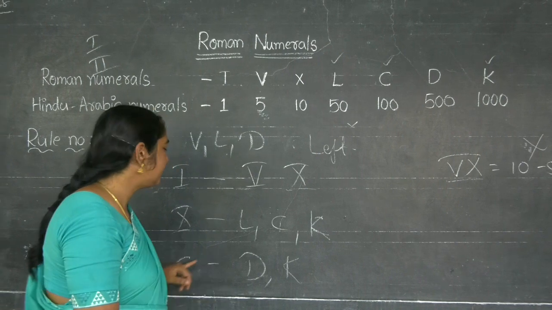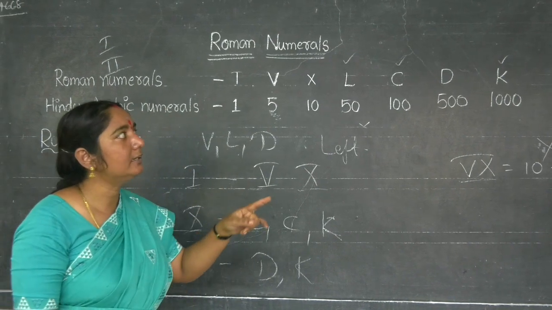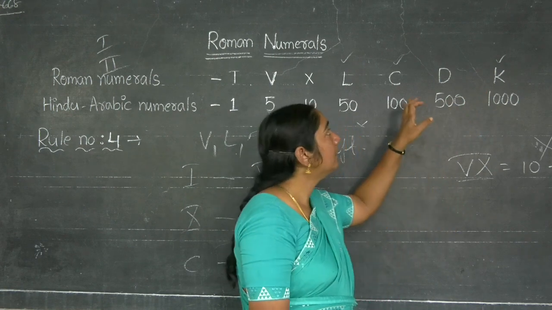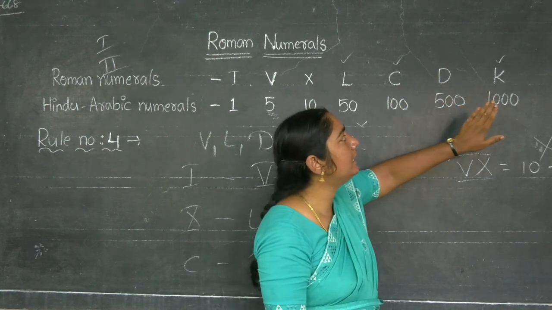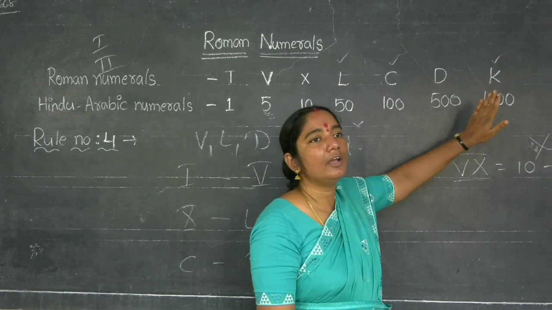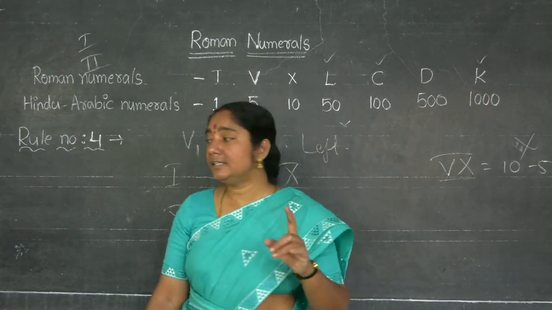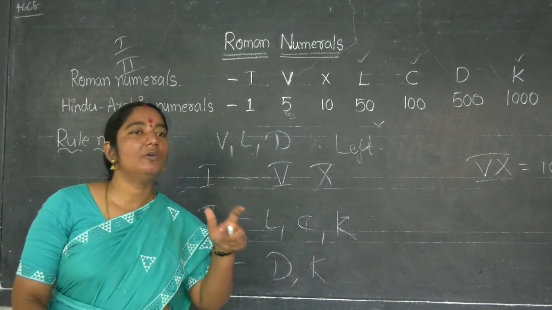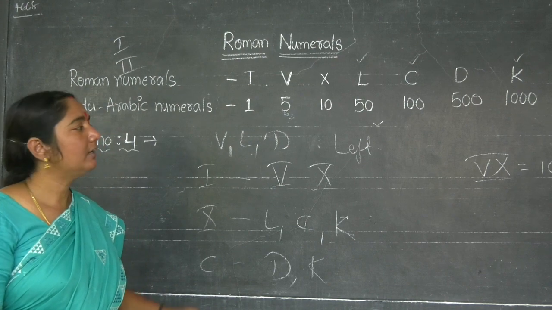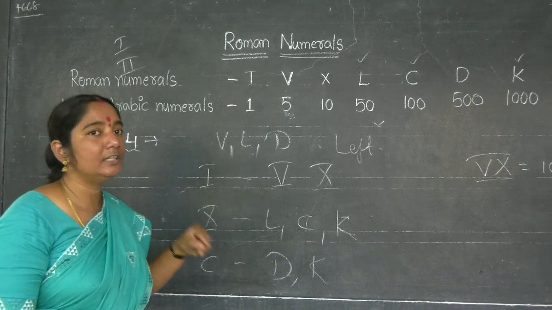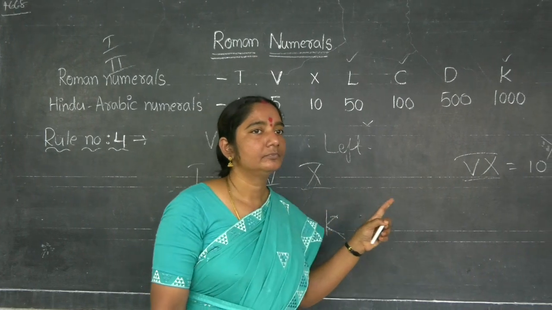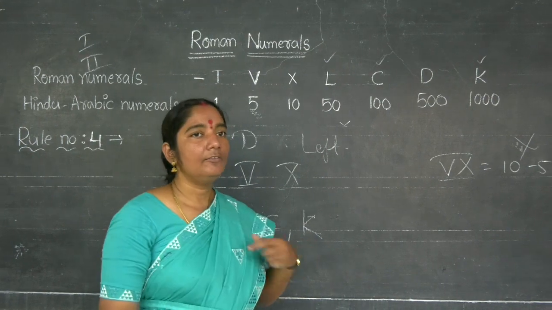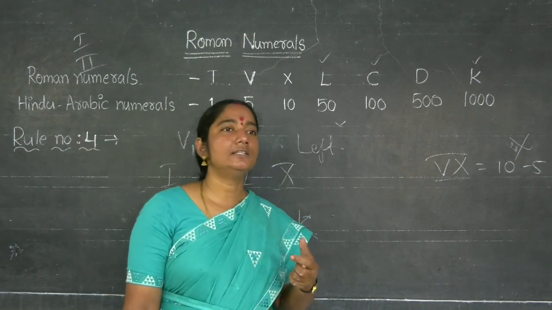Similarly, Roman numeral C can be subtracted from D and M. Roman numeral C can be subtracted only from D and M. That means from 500 and 1000. This point you have to please try to understand and apply whenever we are writing a number. When we write a number, you will understand better. With this, we finish the 4th rule. I think you understood it. If you did not understand, once again, please try to see.